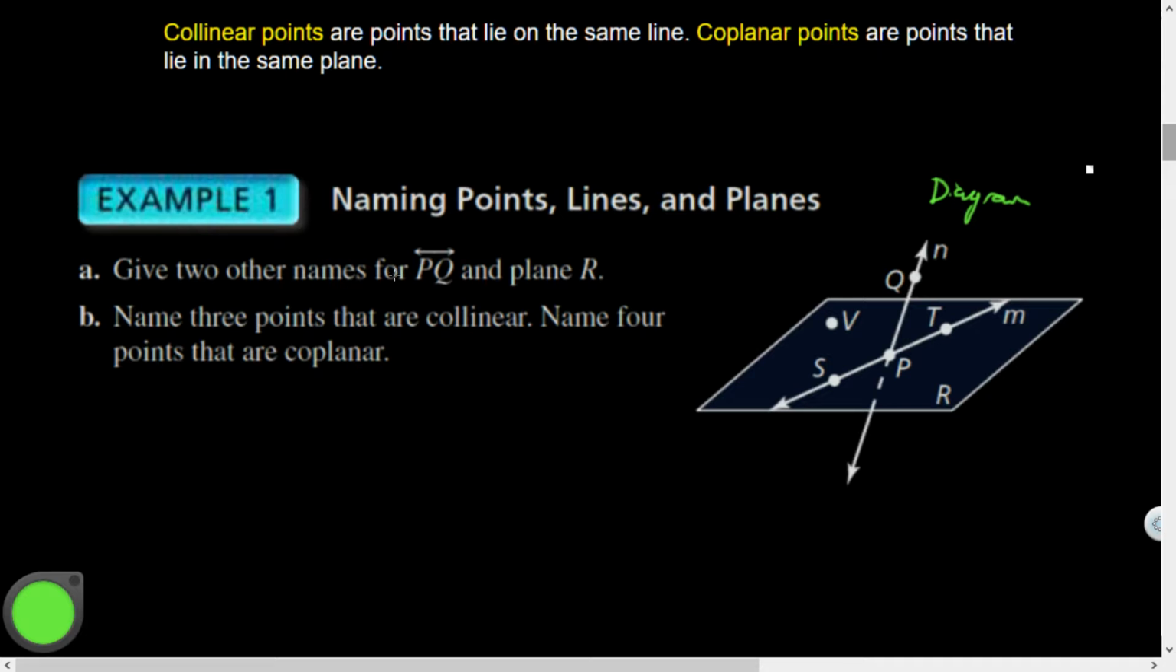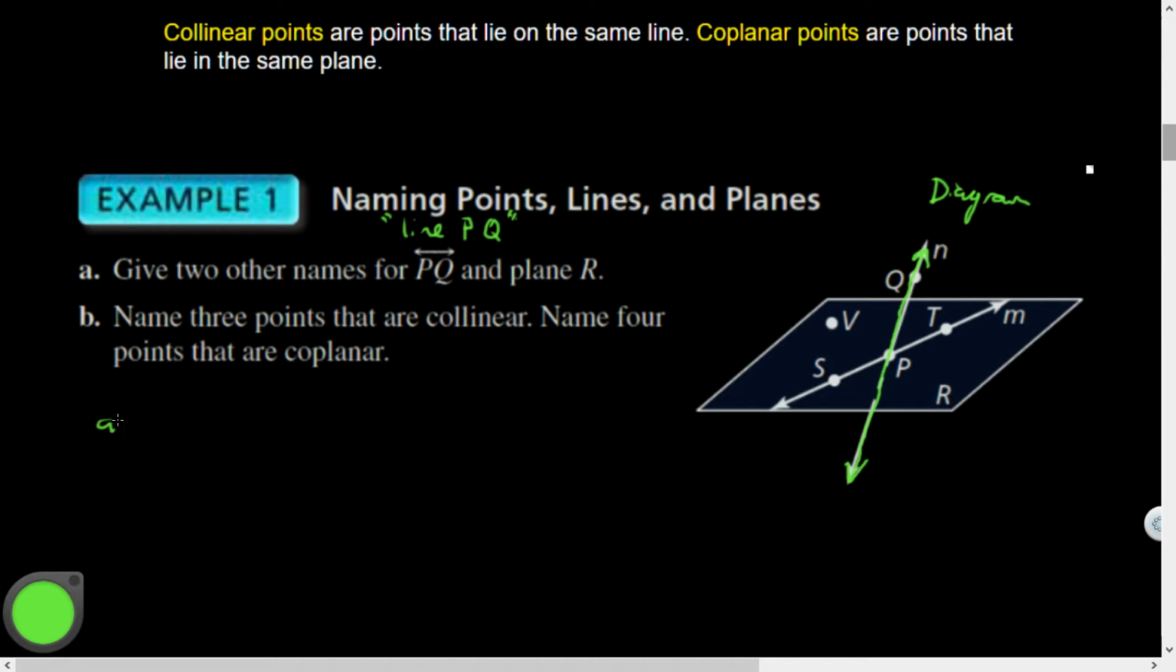So it says give 2 other names for, how do you think I would read this out loud? Line PQ is how you would read that. That's in quotes. So give 2 other names for line PQ and for plane R. So this is the line we're referring to. What are you guys' thoughts? Do you see another name for that line?